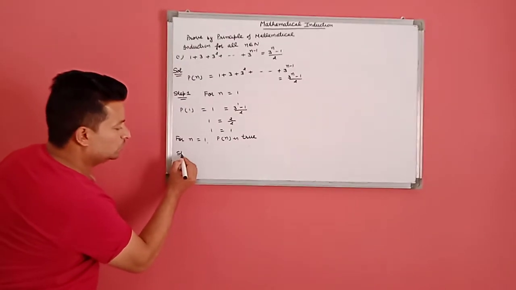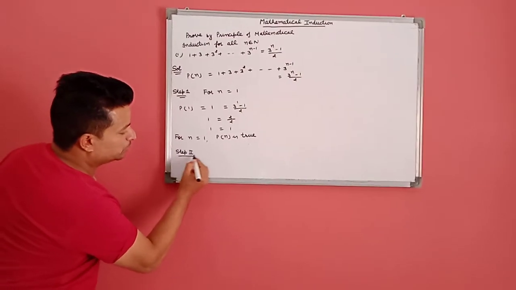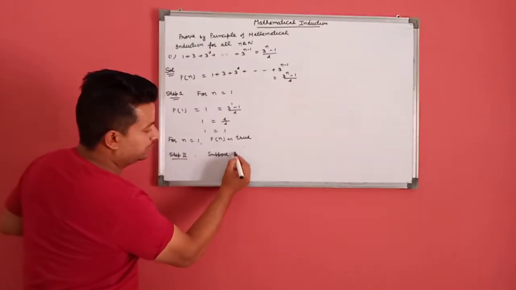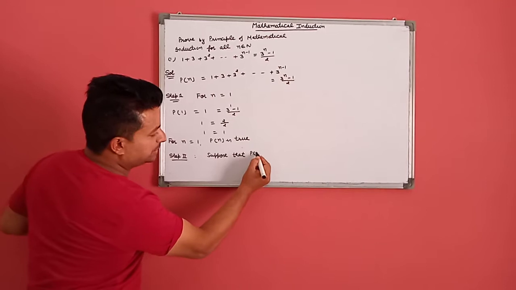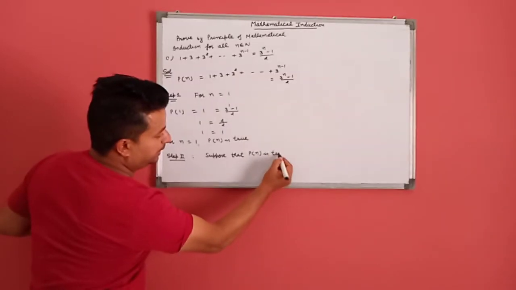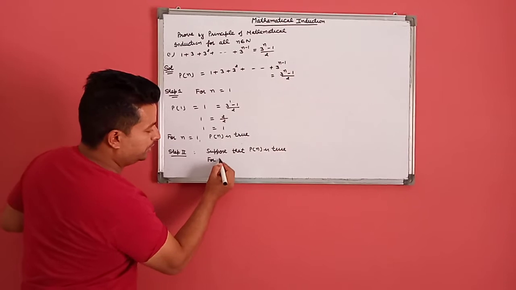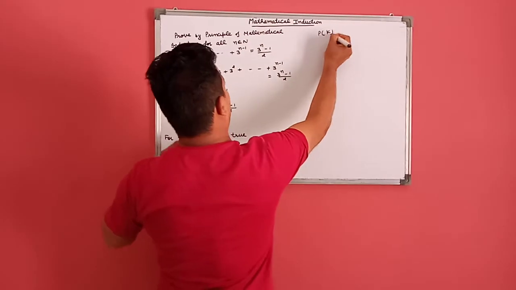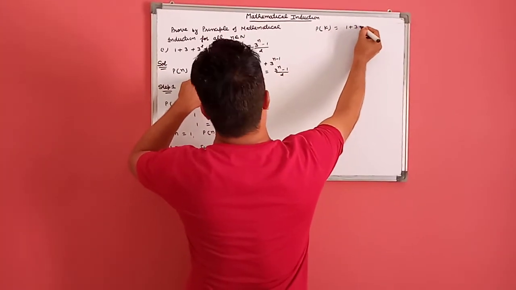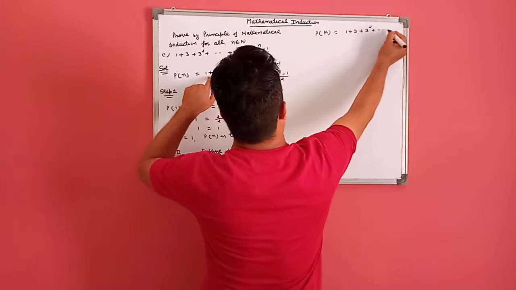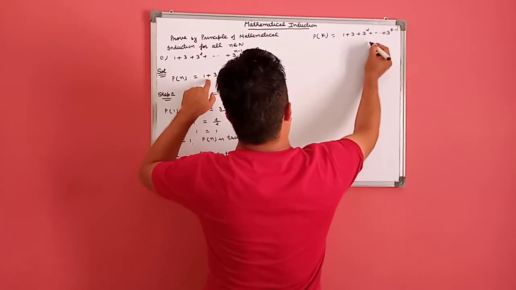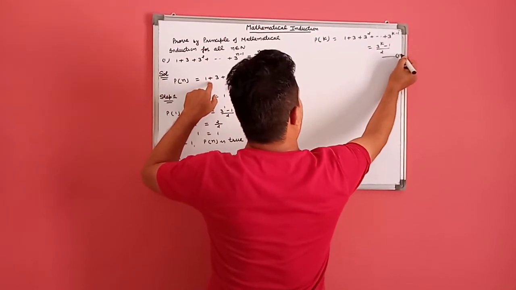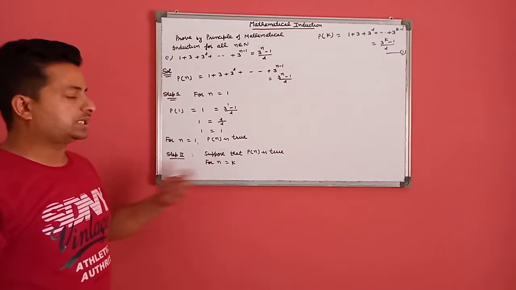In step 2, suppose that Pn is true for n is equal to k. That is, we take n is equal to k. So 1 plus 3 square plus 3, in place of n we put k, means 3 power k minus 1 upon 2. This is equation number 1. This is the second step.